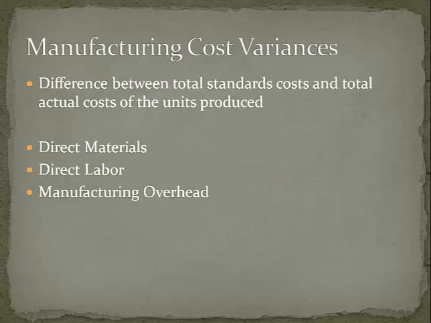Now let's talk about these specific types of variances. Again, I mentioned before, a variance is just the difference between your standard cost and your actual cost. And when we talk about manufacturing variance overall, we're talking about the total of all three categories. So you'll have direct materials, and you can get a variance for direct materials, and you can get a variance for direct labor, and you can get a variance for manufacturing overhead.